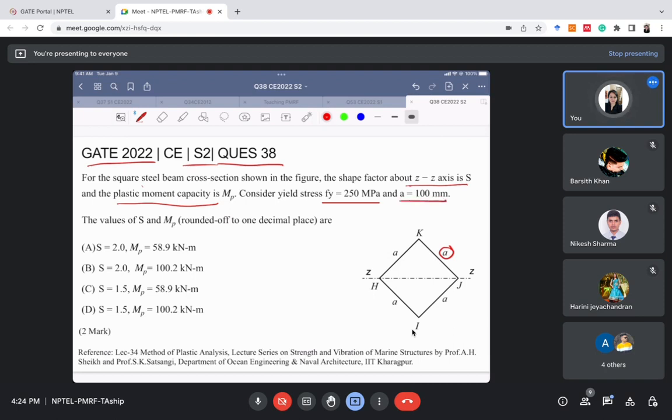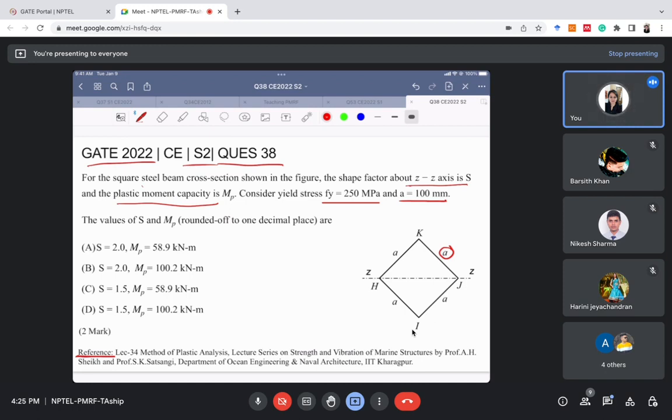So it is a square cross section, but it is kept in this way. All the sides are equal. The values of S and MP, rounded off to one decimal place, are: so we need to calculate the value of the shape factor as well as the plastic moment capacity. Four options are given to us. I've given the reference for this problem.